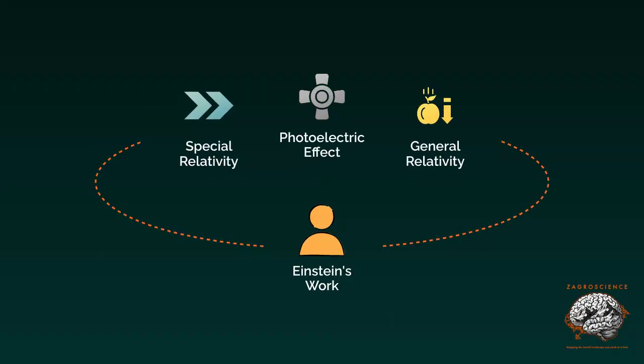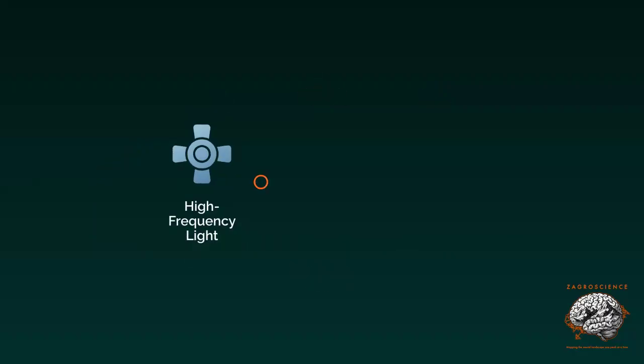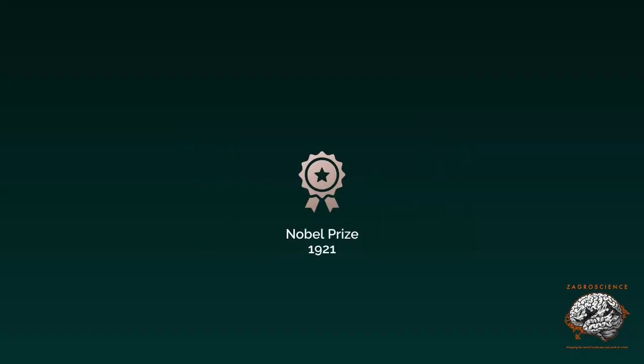Einstein then revolutionized physics with special relativity, the photoelectric effect, and later general relativity, each reshaping our understanding of the universe. In the photoelectric effect, high-frequency light delivers energy in discrete packets called photons, knocking electrons off material surfaces and revealing light's particle side. Einstein won the Nobel Prize in 1921 specifically for the photoelectric effect, not relativity, underscoring how his work illuminated light's dual nature.